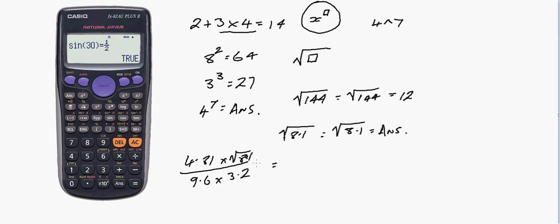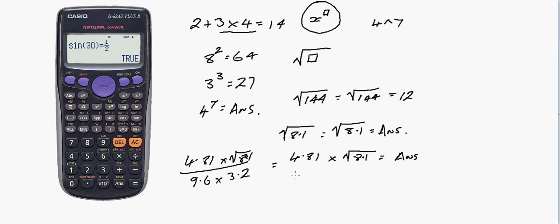Now, I'm a belt and braces type of man, so what I would do is go 4.81 multiplied by, and then you put in root 8.1, and then I would say equals, and I would get my answer.